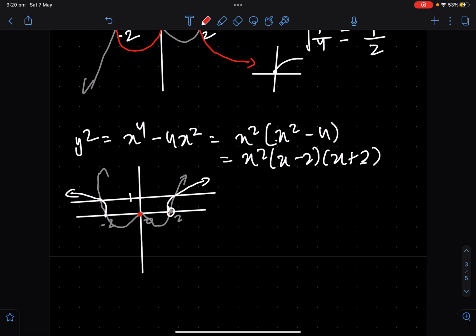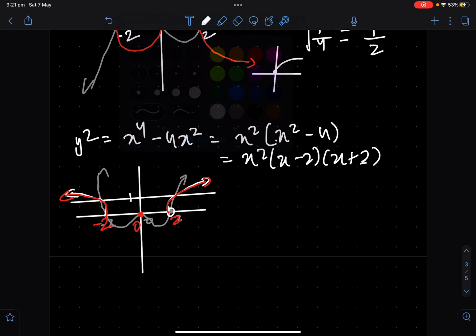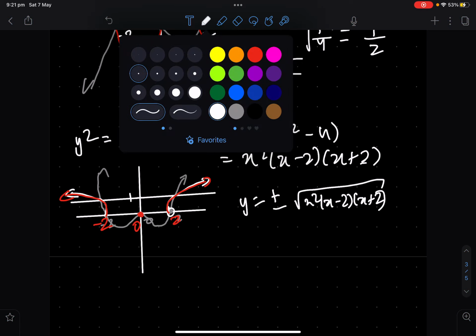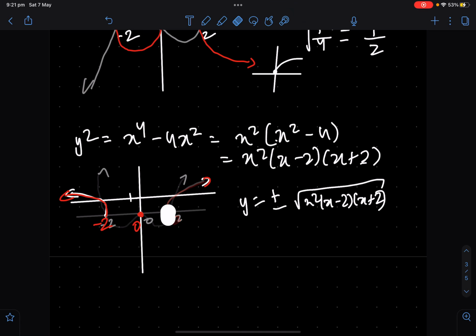So our final function would look like this. So this would be a point of 0, and then 2, and negative 2. This point of 0 is very important and could be the difference between many marks in the exam. So our final function will just be plus minus square root of x squared, x minus 2, x plus 2. And now since we are doing a plus minus, this would also be reflected across the x-axis. And that is our function.